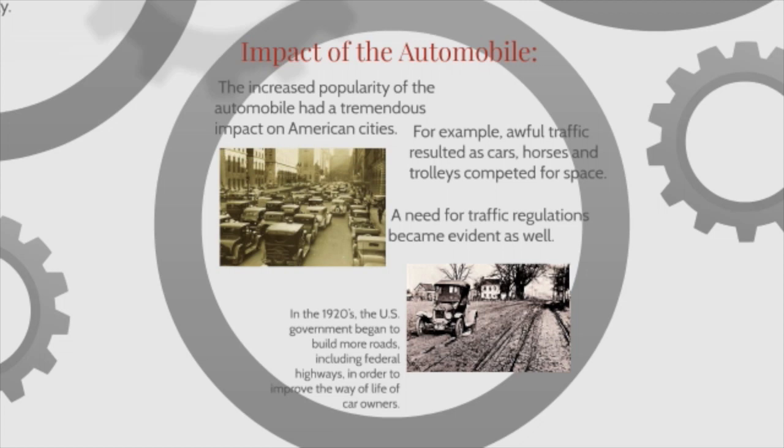The U.S. government realizes that you need to have traffic regulations: lights, stop signs, speeding laws, that type of thing. And they also realize that they need to actually build more roads. This picture here down at the bottom, that was actually a highway, and you can see it's just basically mud. But that was considered a national federal highway. And so the U.S. government realized the cars were here to stay, they weren't leaving, and we needed to adapt our American cities to it.